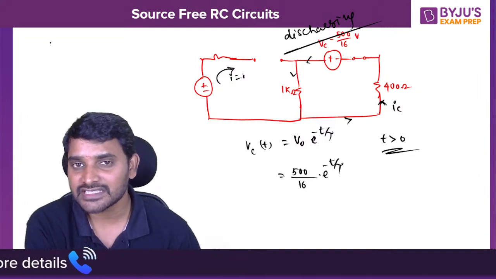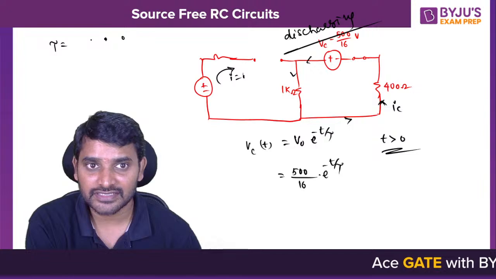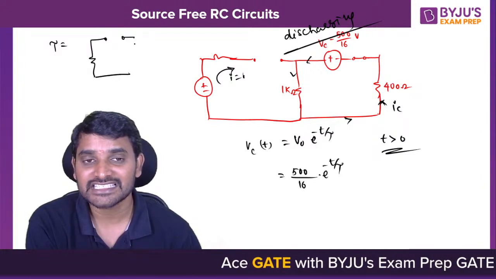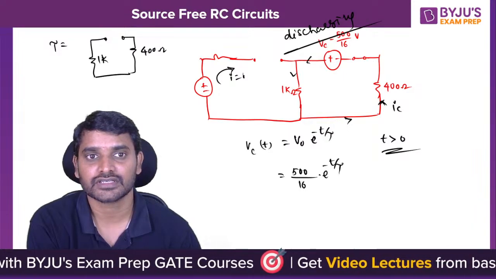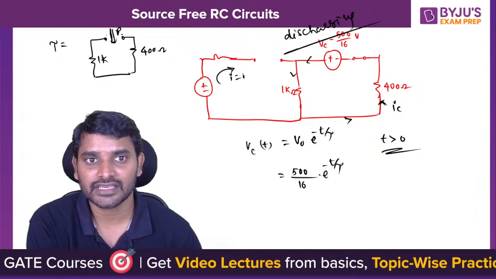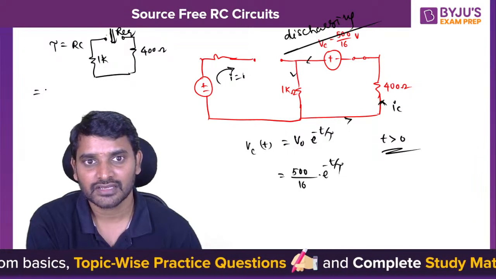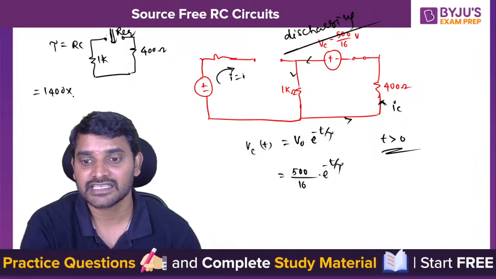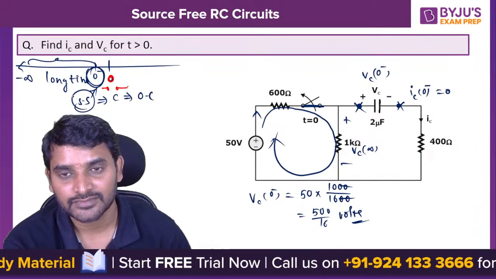Can you tell me how much is tau? You have to see from the capacitor through which path it is discharging. This is 1 kilo ohm and this is 400 ohms, so the R equivalent will be 1400. Tau is R into C, so R will be 1400. C is how much? Can anybody tell me how much is C? 2 microfarad.